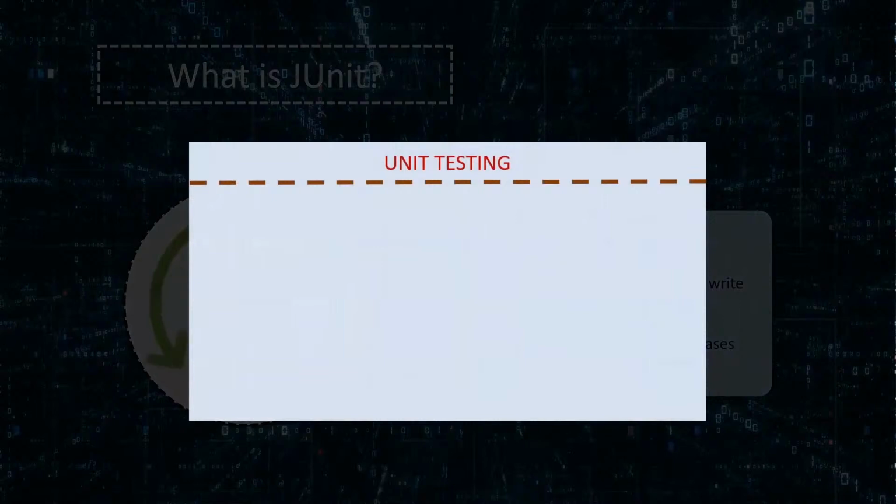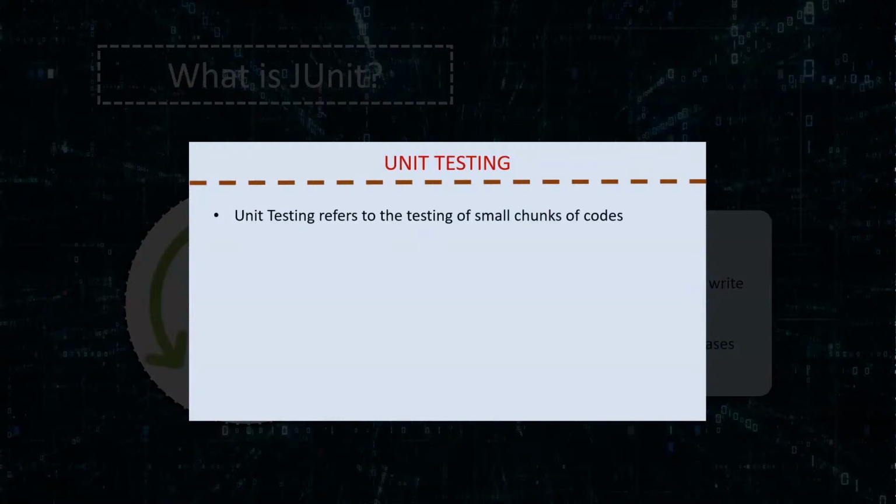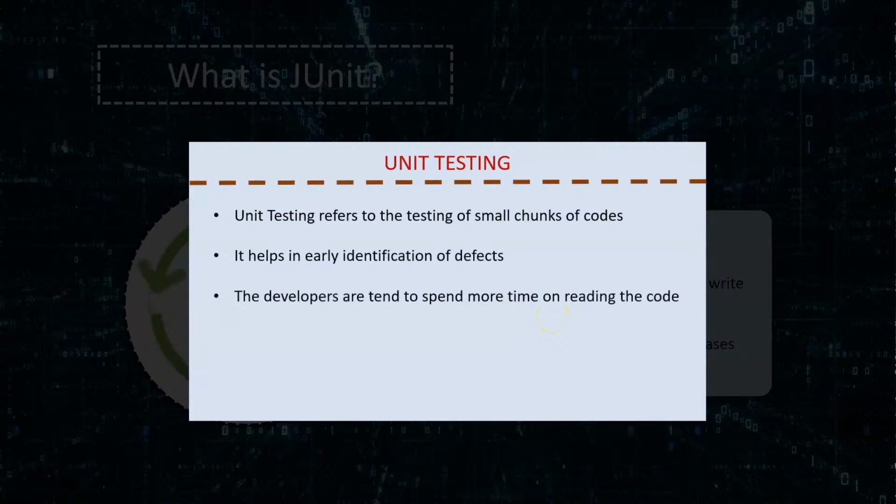Now let's talk about what exactly unit testing is. Unit testing refers to the testing of small modules or small chunks of code. It's basically used for early identification of defects and bugs, because you cannot simply rely on the QA team to perform the testing and then provide feedback. With the help of this unit testing framework, we can get the feedback immediately.